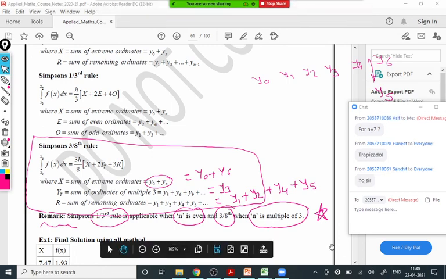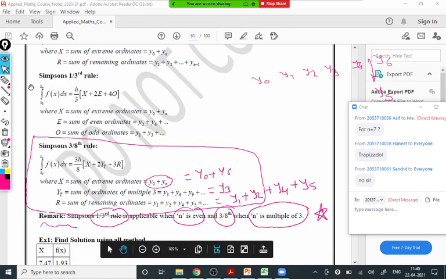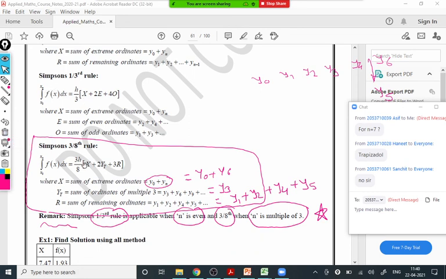Okay, no doubt. So that was the theory part of the trapezoidal rule and the 1/3 rule. I'm going to show you just the Simpson's rule. Let me check.